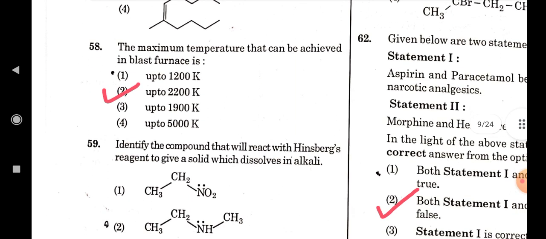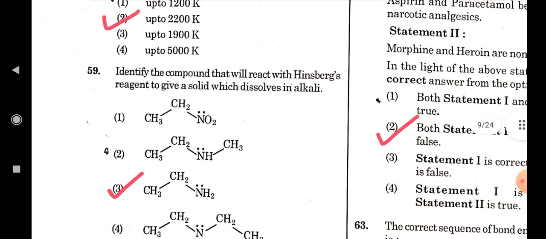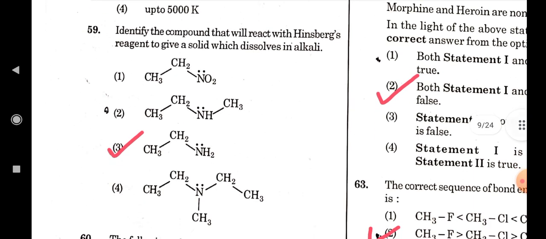Now for the next question, question number 58. The maximum temperature that can be achieved in a blast furnace is up to 2200 Kelvin. Now, identify the compound that will react with Hinsberg reagent to give a solid which dissolves in alkali. We know the Hinsberg method is for distinguishing different types of amines: primary, secondary, or tertiary. For a primary amine, the product dissolves in sodium hydroxide, that is, in alkali. So the amine that is primary will be the correct answer. Option number 3, CH3CH2NH2, is a primary amine, so it will be the correct option.